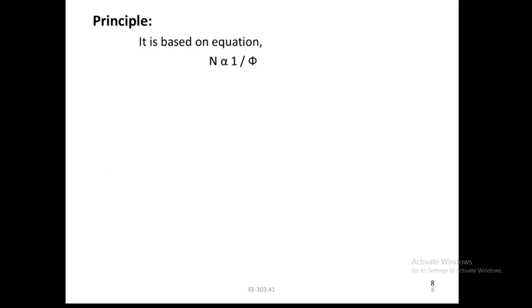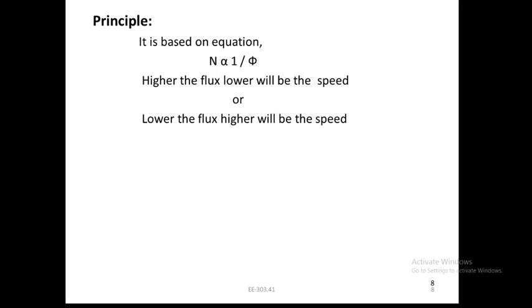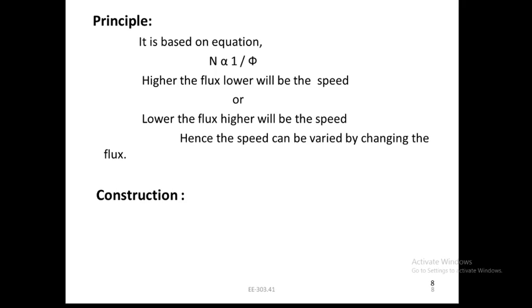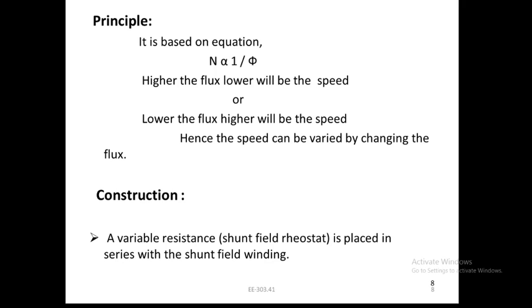In principle, based on the equation, N is inversely proportional to the flux. So the higher the flux, the lower the speed; the lower the flux, the higher the speed. So speed can be varied by changing the flux. In construction, a variable resistor is placed in series with the shunt field winding.